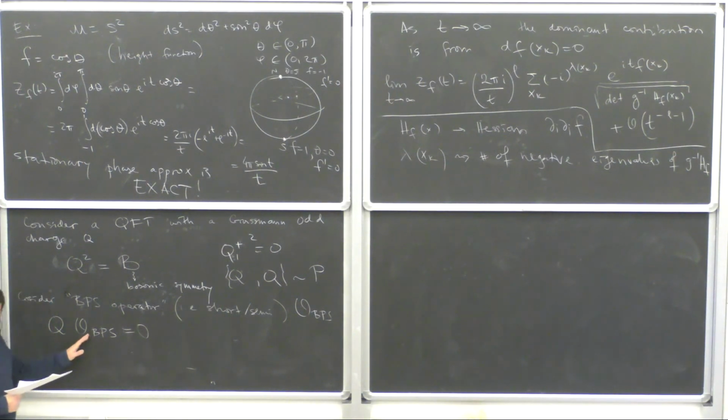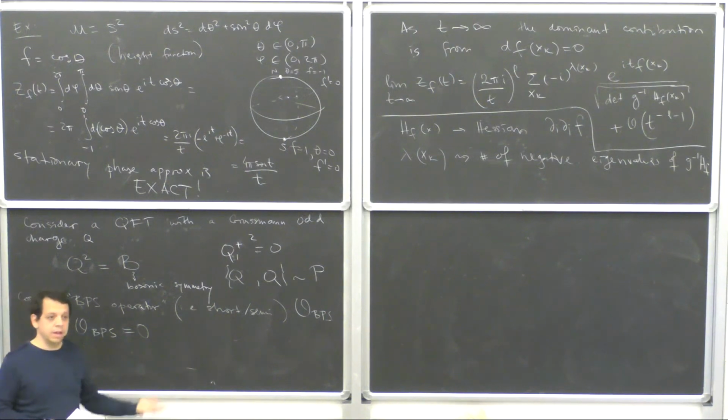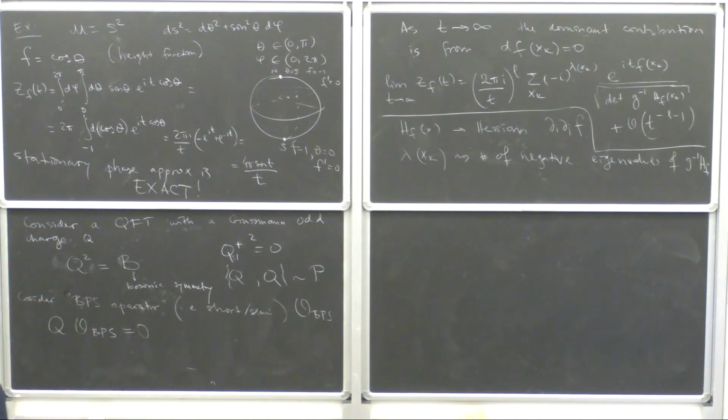At this point, I want to emphasize something kind of important. Nowhere am I using locality here. So this operator O can be a local operator, like our phi and phi squared and so on. But it can also be something like a Wilson line or something more exotic. Non-local operators, okay?